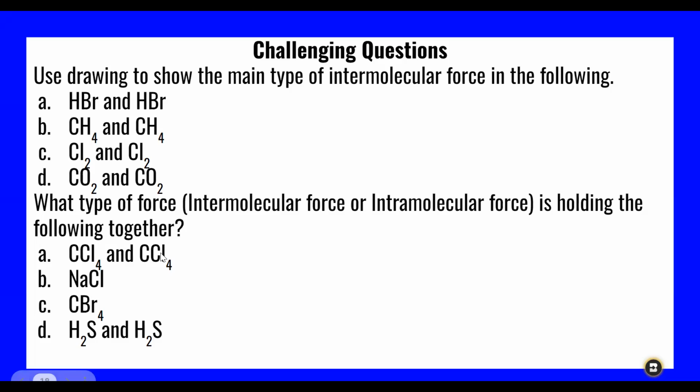Then this one: which one is an intermolecular force, which one is an intramolecular force? You don't have to draw it. You just look at it and say, okay, if you want to draw it, that's fine, but you're showing the type of force in each of these. You're not saying the type of intermolecular force. Is it an intermolecular force or an intramolecular force?